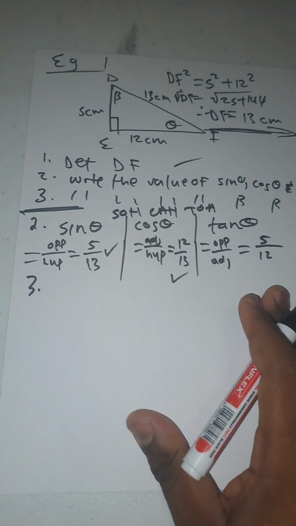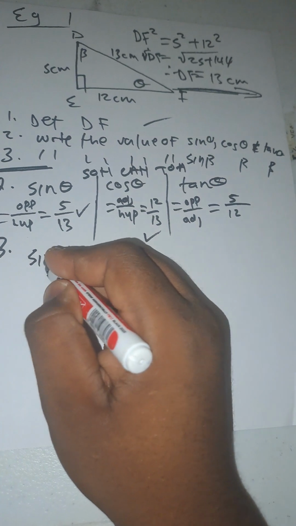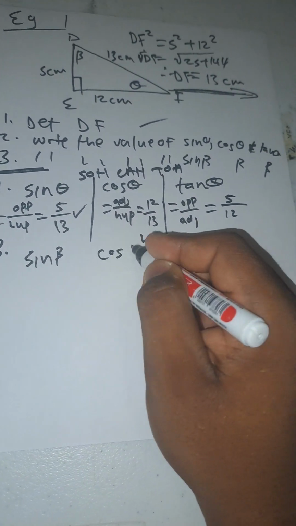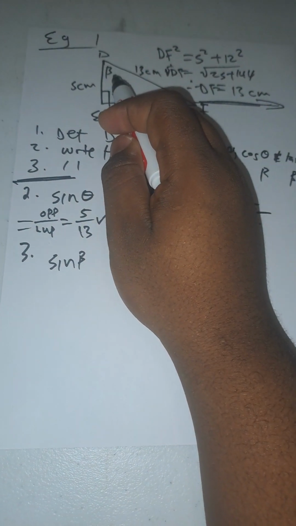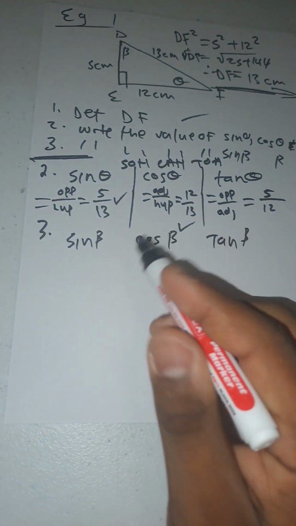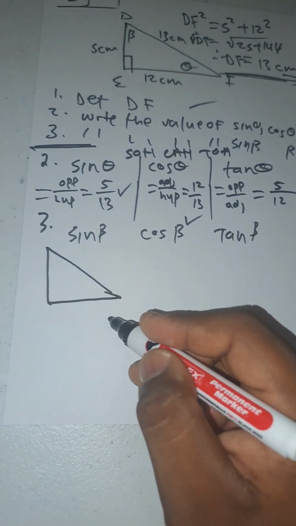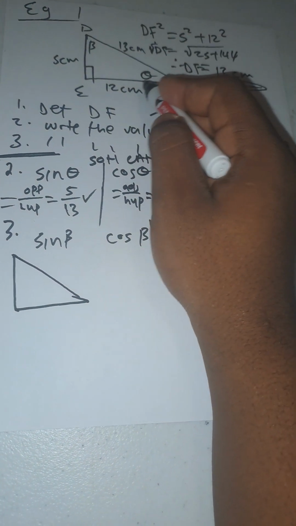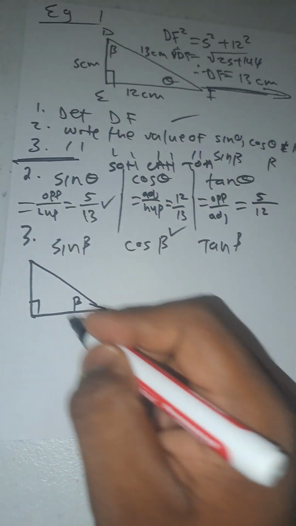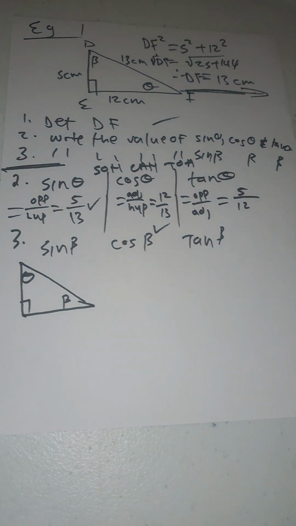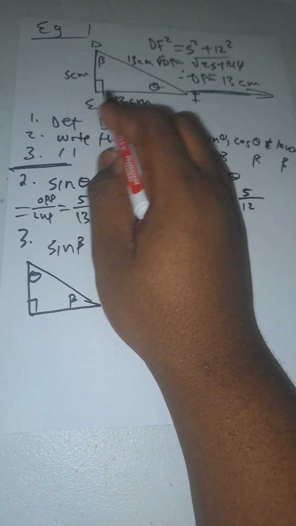Then the next one says write down the values of sine beta, cos beta, and tan beta. And check, where is my beta? It is here. So for you to make life easier, this is what you can do. Simply redraw the same triangle, but now you're going to change the angle. Remember, this was the main angle on the triangle. So where there's theta, you're simply going to put beta, and you're not going to put 90 here. But now check something. What was the length between theta and 90?